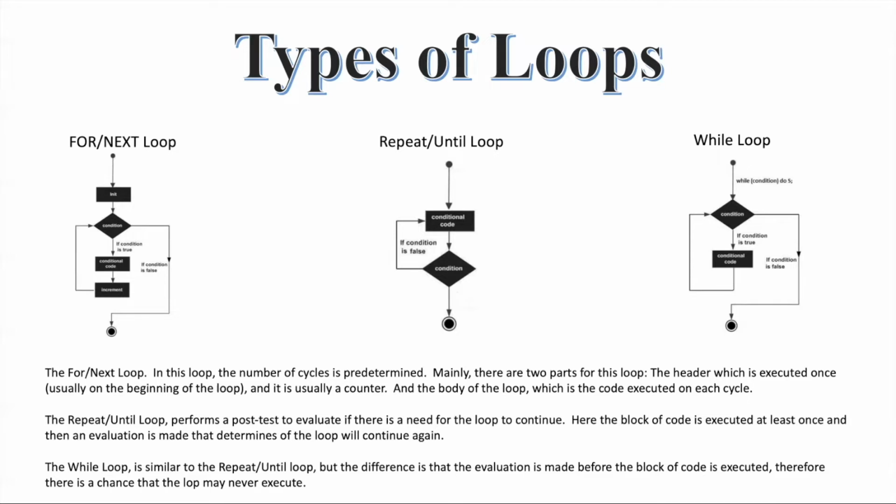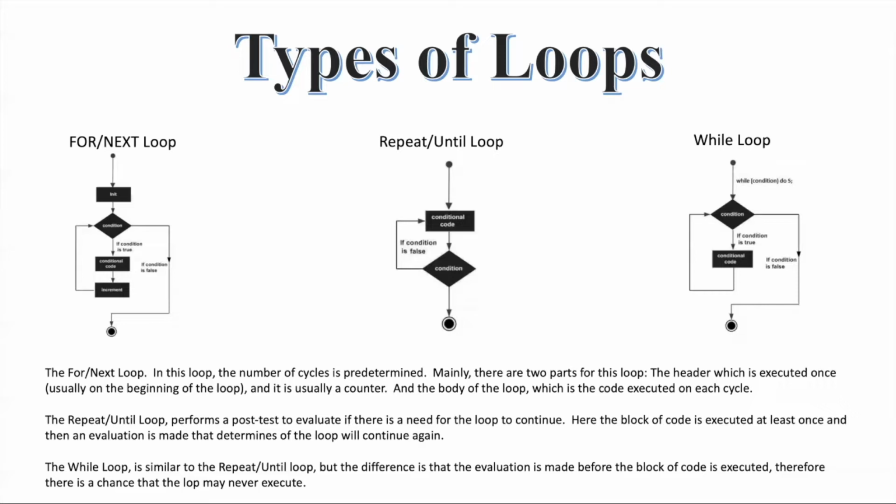The other one is the repeat until loop, and I'm just using those names, repeat until. Basically, it performs a post test to evaluate if there's a need for more looping. Here, the block of code is executed at least once, and the evaluation determines if the loop will continue. So I'm doing something, and then I'm saying, hey, should I continue? Yes, no. And if it's yes, do it again. It could be a logical expression, maybe a number under 10, or like I said, yes or no, or something like that. But I'm doing the code at least once. That is the key.